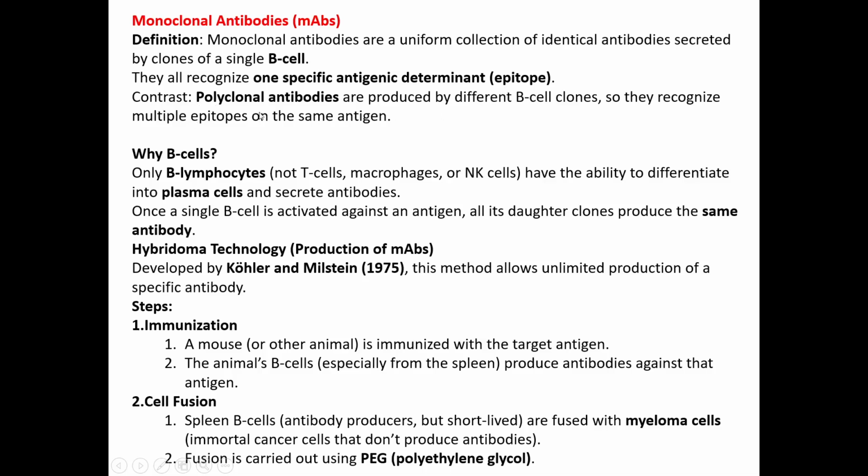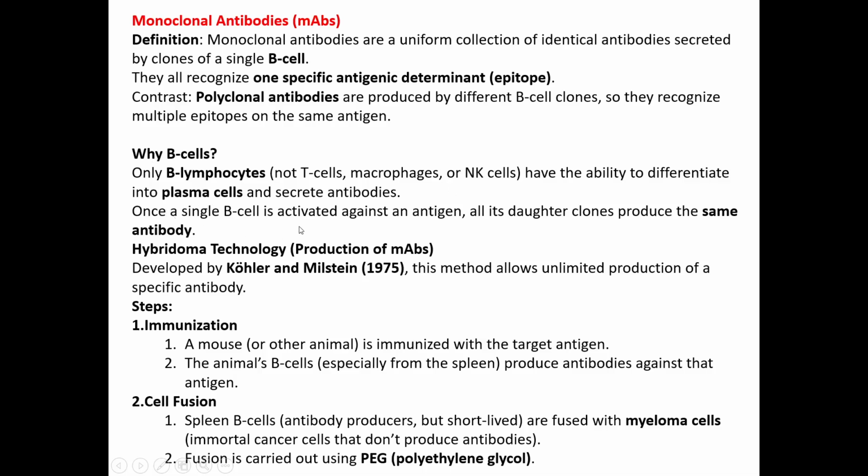In contrast, polyclonal antibodies are produced by different B cell clones, so they recognize multiple epitopes on the same antigen. So, why B cells? Only B cells have the ability to differentiate into plasma cells and secrete antibodies. T cells, macrophages, and NK cells do not secrete antibodies.